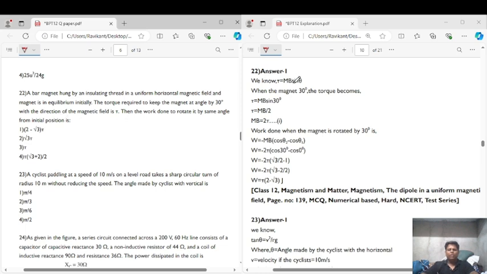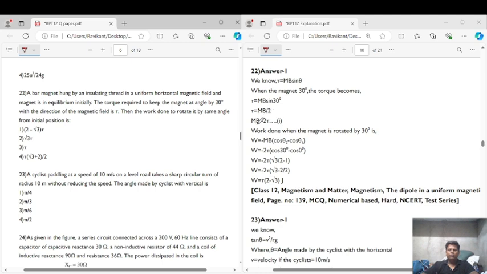See, tau is given by MB sin theta, that is the torque on a magnet is given as MB sin theta. Now when the magnet is to be rotated at an angle of 30 degree, we will put theta is equal to 30, so tau will be equal to MB sin 30, that is equal to MB upon 2, because sin 30 is equal to 1 upon 2, right?